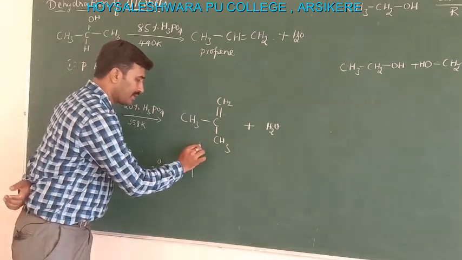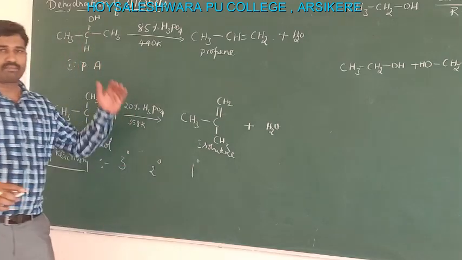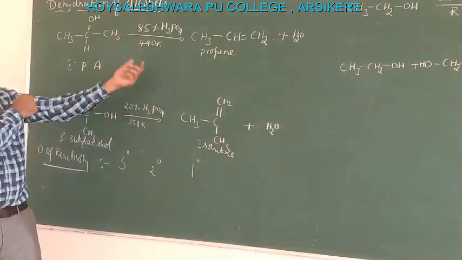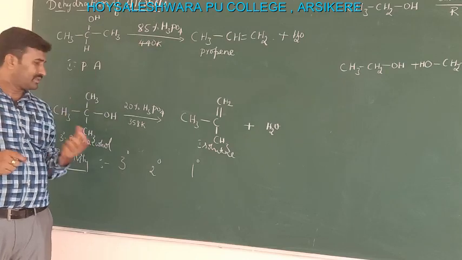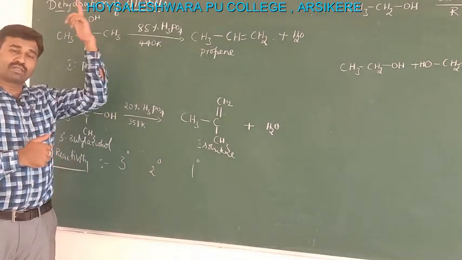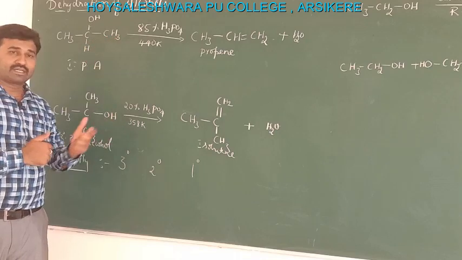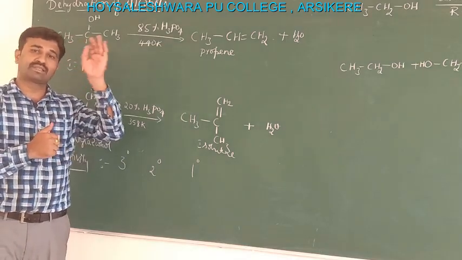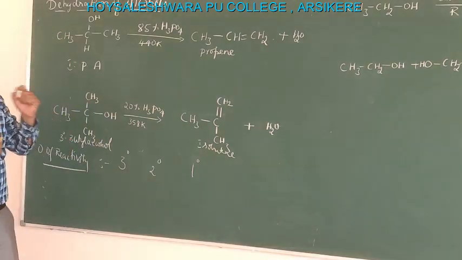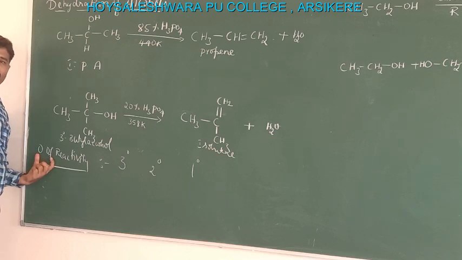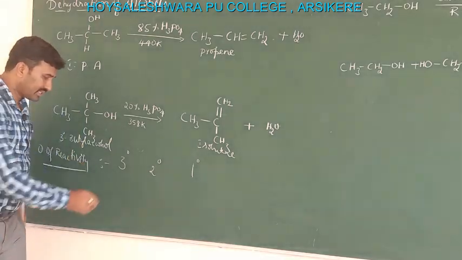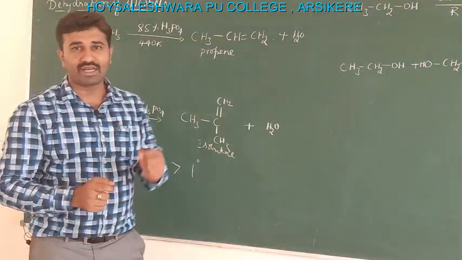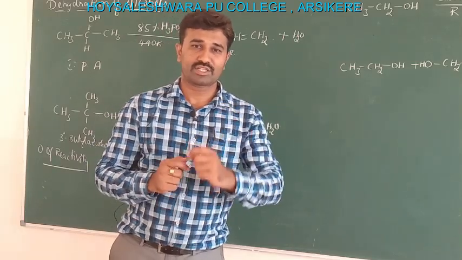This is isobutene. If you see these two reactions and compare them with the reaction of ethyl alcohol, the conditions vary from one alcohol to another. For secondary alcohol, the temperature is 440 Kelvin. Here the temperature is around 358 Kelvin. But for ethyl alcohol, it is 443 Kelvin. From these conditions, we can say that tertiary alcohol reacts under milder conditions compared to secondary alcohol, and secondary alcohol reacts under milder conditions compared to primary alcohol. So the order of reactivity of alcohols towards dehydration is tertiary greater than secondary, secondary greater than primary. This can be explained based on the stability of the carbocations formed during the reaction.